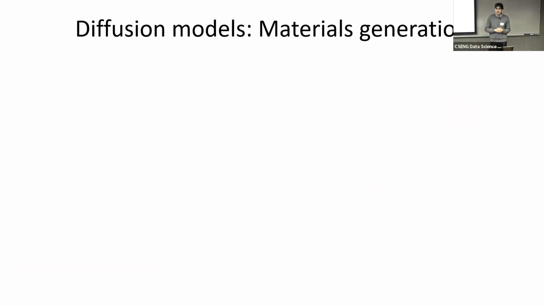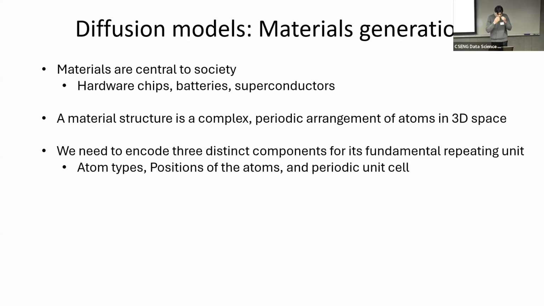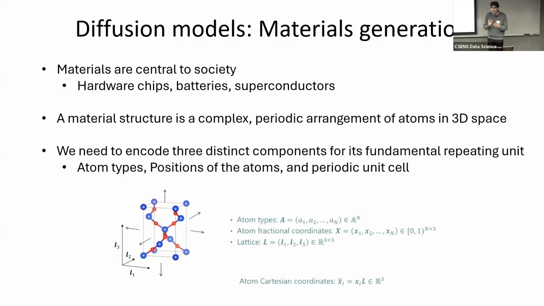So now, towards the end of the discussion about diffusion models, I want to talk about one particular application from the sciences, material generation, and how scientific knowledge already has to be encoded to make this work, right? So materials, all of us would agree that they are very central to society. They have lots of use cases, but representing materials is quite a non-trivial task. They are complex periodic arrangements of atoms in 3D space, and in the most common representation, we need to encode the atom types, the positions of the atoms, and the periodic unit cell in which they exist.